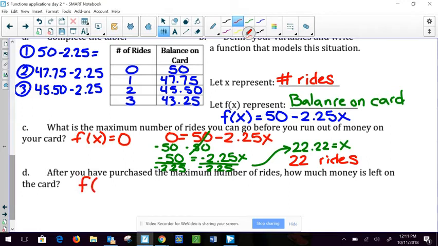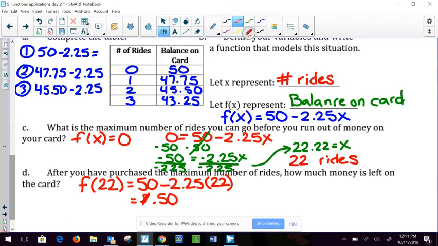So f of not x, but f of 22 is equal to 50 minus 2.25 times 22. We want to know how much is left if we go on 22 rides. So if we either substitute that into our calculator or use our heads, we end up with 0.5. Again, if we're thinking about what 0.5 represents, well, 50 cents is what it represents. So 0.50 is how we need to write it.